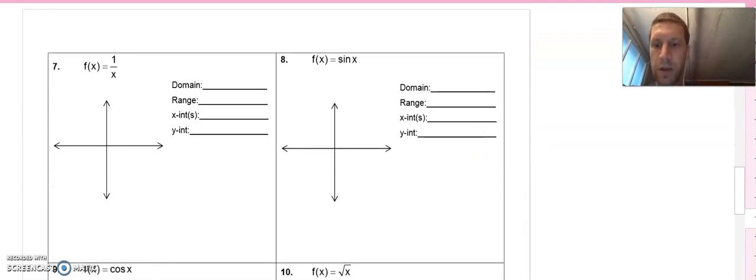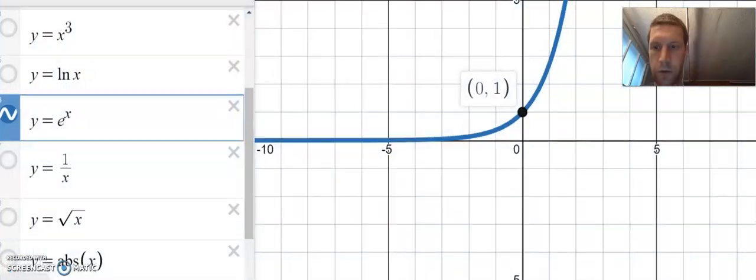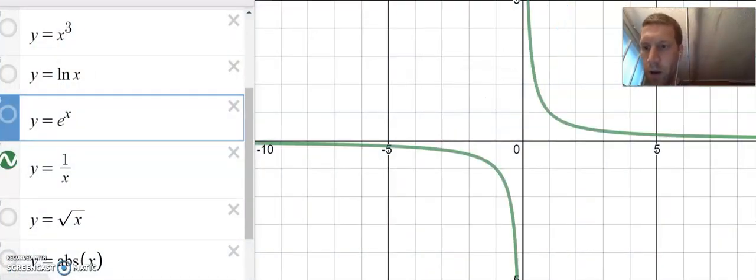Okay, f of x equals 1 over x. There's a few more here. The one thing I wanted to talk about here, so this is a little goofy looking, right? I have two branches that look like they're kind of mirrored over a different diagonal line. But to me, this looks like an odd function.